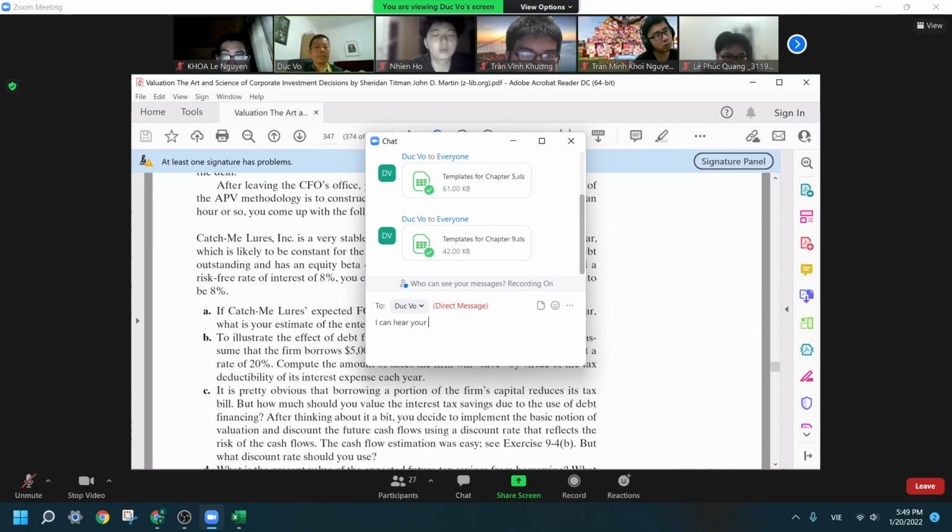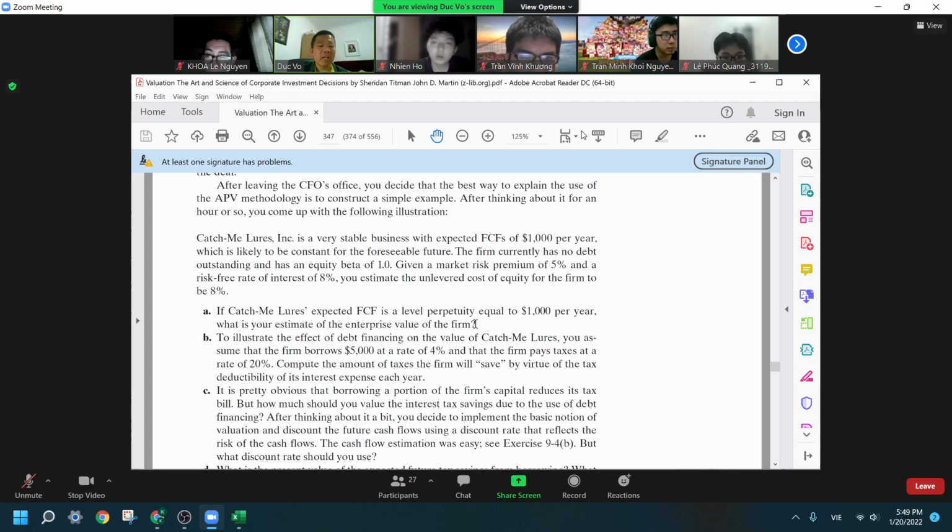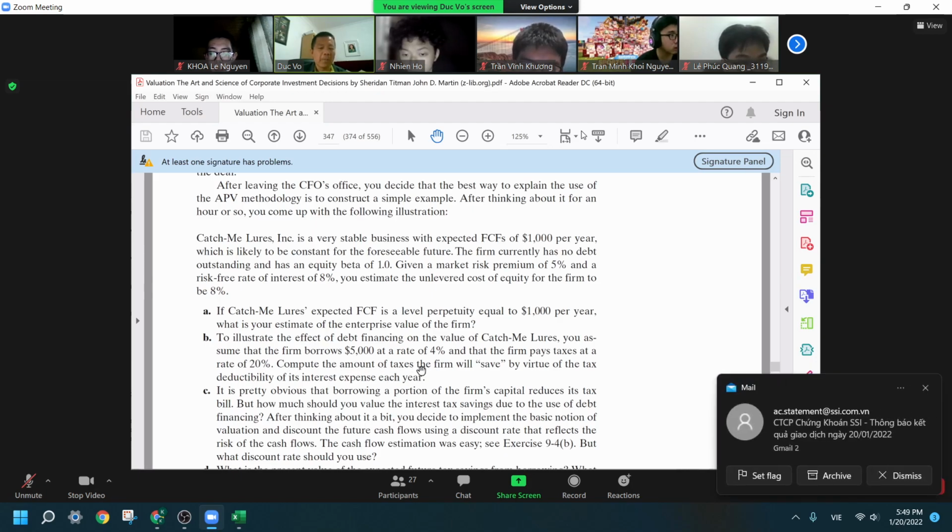So the perpetual equal to 1,000 per year. What is your estimate of the enterprise value of the company, right? And then they say, illustrate the effect of debt financing on the value. You assume that the firm borrows 5,000 at a 4% interest rate, and the firm pays tax at the rate of 20%. Compute the amount of taxes the firm will save.